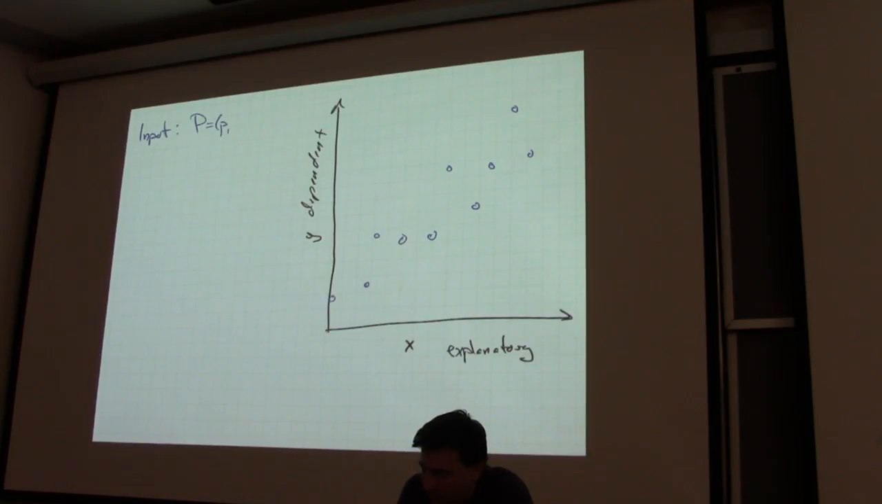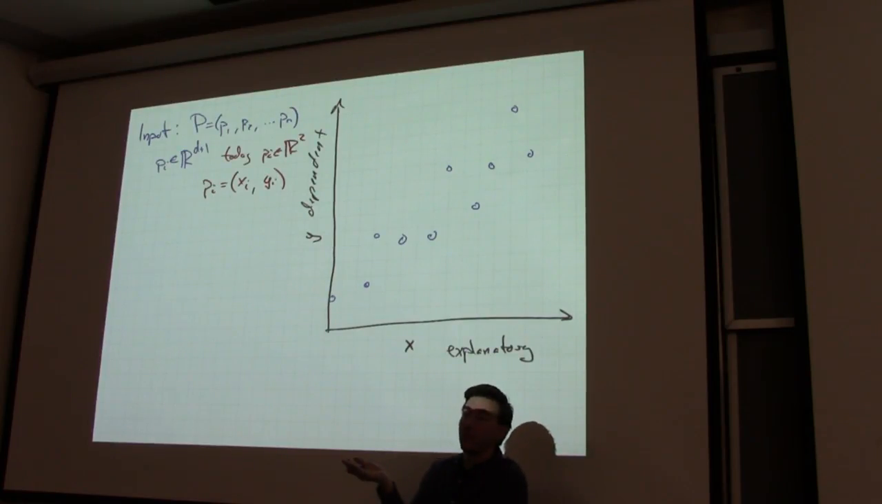We're going to have data points P1, P2, up to Pn. And in general, each Pi is going to be in some d plus 1-dimensional space. But today, Pi is going to be in R2, and this means that we can think of each Pi as being an xi scalar and a yi scalar. Right? So each P is a data point.